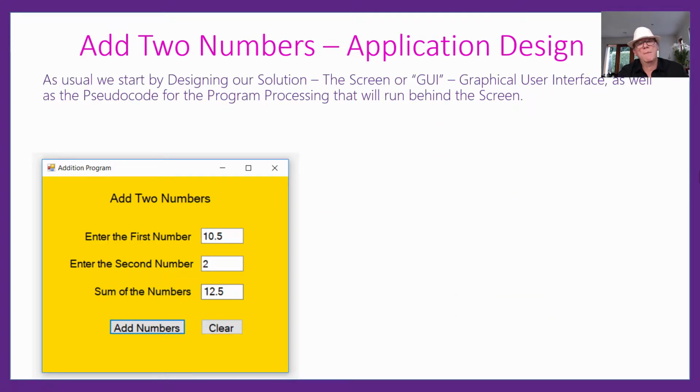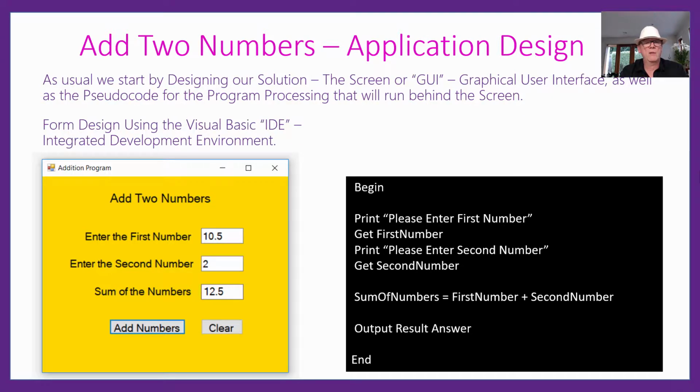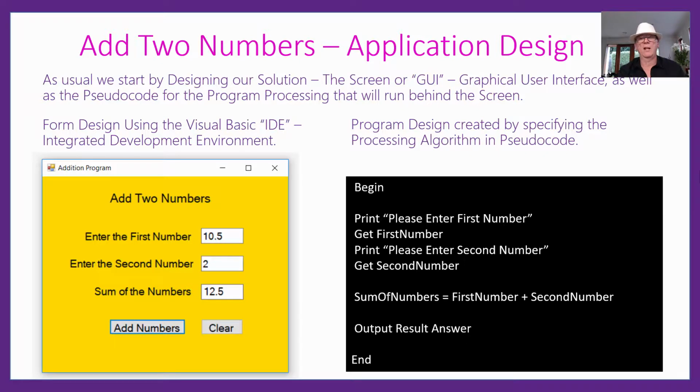And so we usually start by designing our solution. We need to design the screen, which is called the GUI, the graphical user interface for the program, as well as the pseudocode for the program processing that's going to happen behind this screen. Okay, so we have the form design. Now we can do that using the Visual Basic IDE, the Integrated Development Environment. So we can just do that in Visual Basic. And for the pseudocode, we need to just type that out like in a word processor or something like that.